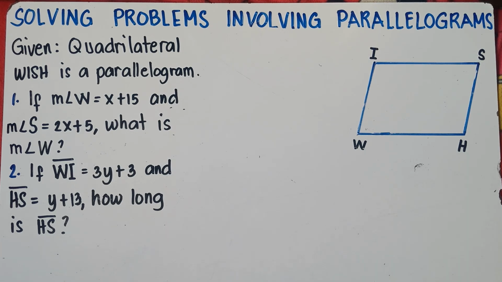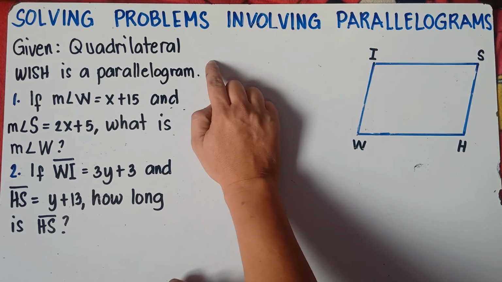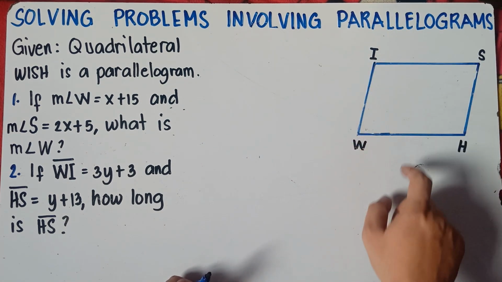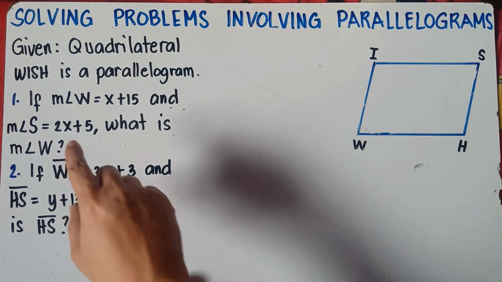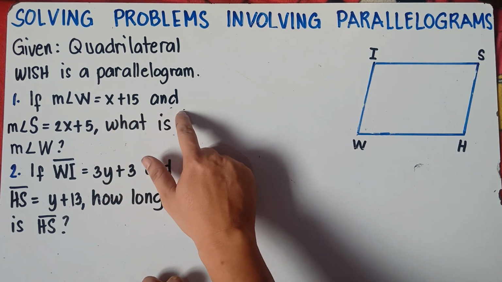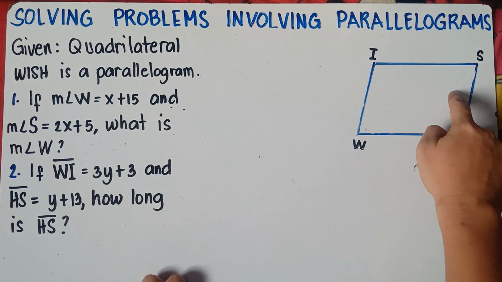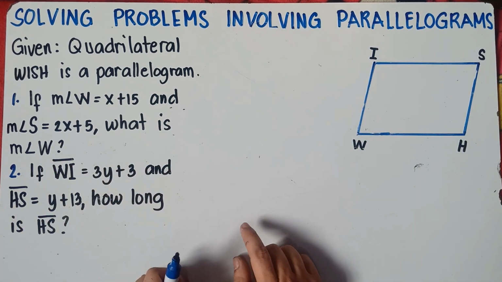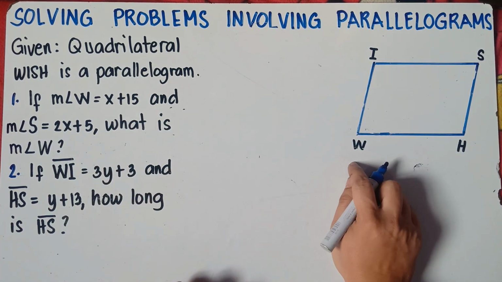So let's start. Once again, if you're dealing with problem solving, you need to understand the problem, class. Given quadrilateral WISH is a parallelogram. Number 1: if the measure of angle W is equal to x plus 15, and the measure of angle S is 2x plus 5, what is the measure of angle W? So we're looking for this angle right here.